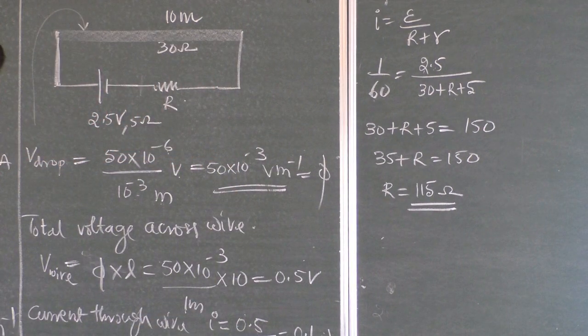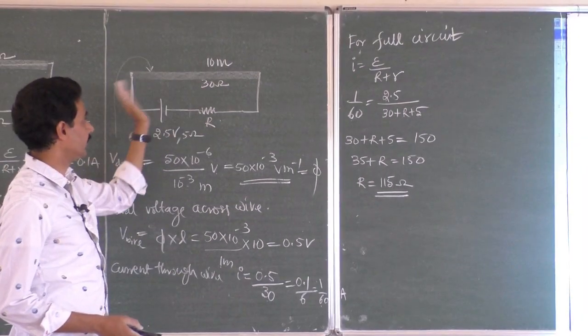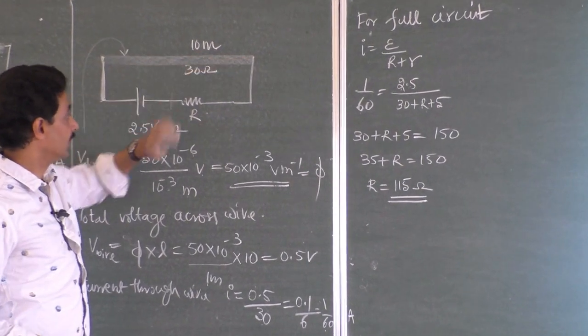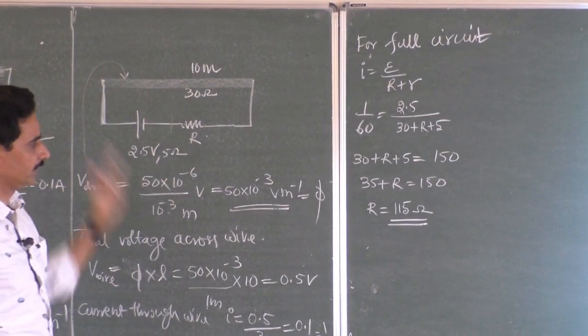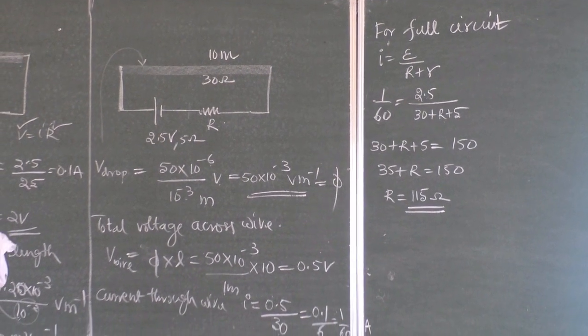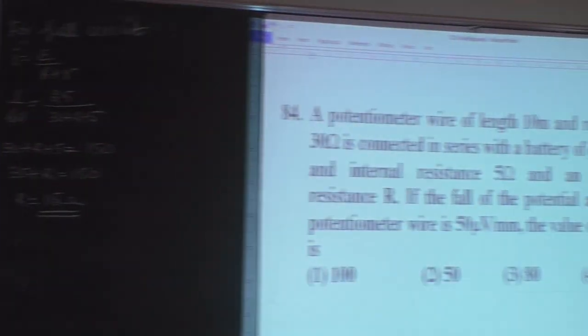So that is the thing. So you should have a clear idea. First of all, find out the full voltage across the wire, then the current through the wire only. That is the current in the circuit. I equal to E by capital R plus R will serve the purpose. So option fourth one, this option. Okay, we will move on to the next one.